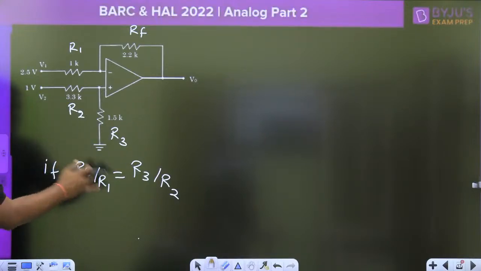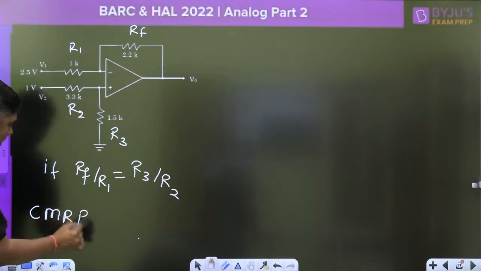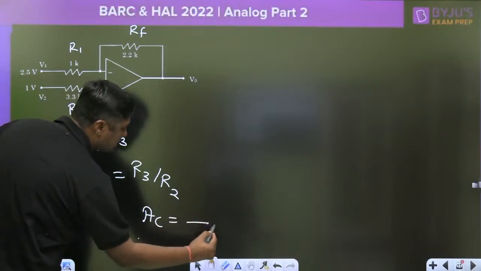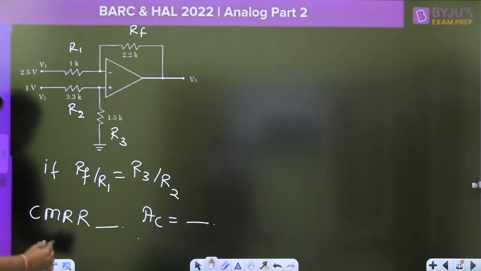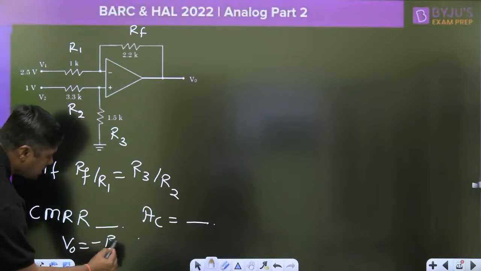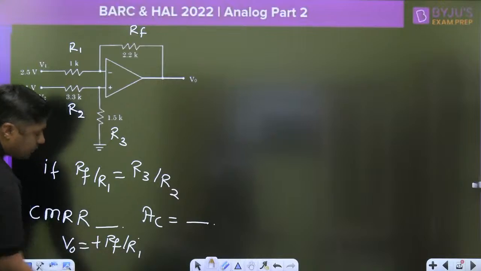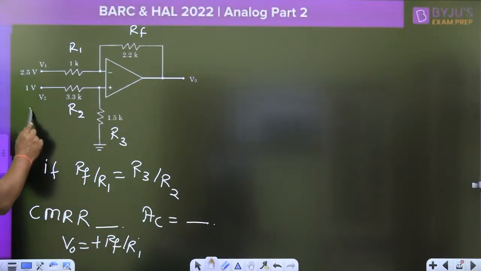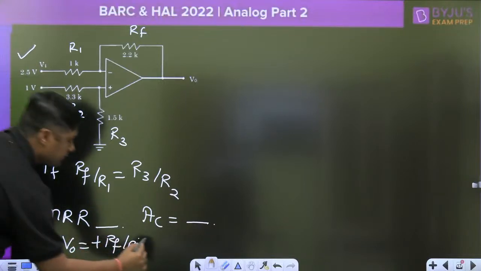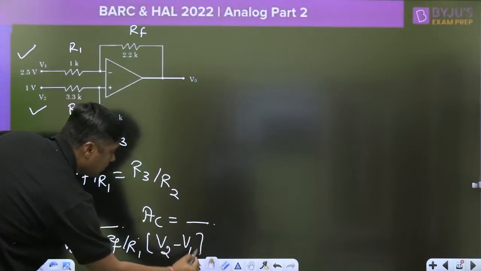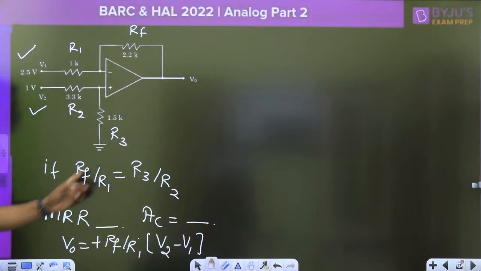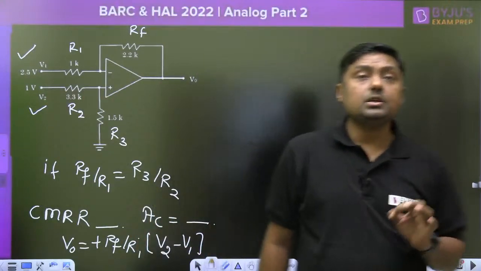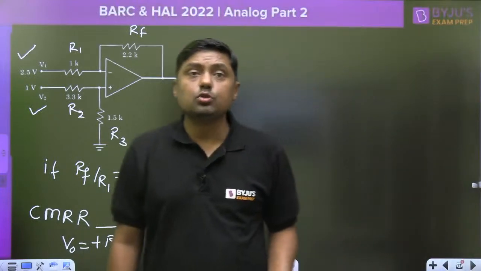Suppose this is equal, then what is the value of the CMRR, common mode rejection ratio, and what is the value of the AC? Fill in the blanks. If that is the case, the output will become simply plus RF by R1 times non-inverting terminal voltage minus inverting terminal voltage, so V2 minus V1. For this answer this condition should be satisfied, but in this case that condition is not satisfied.